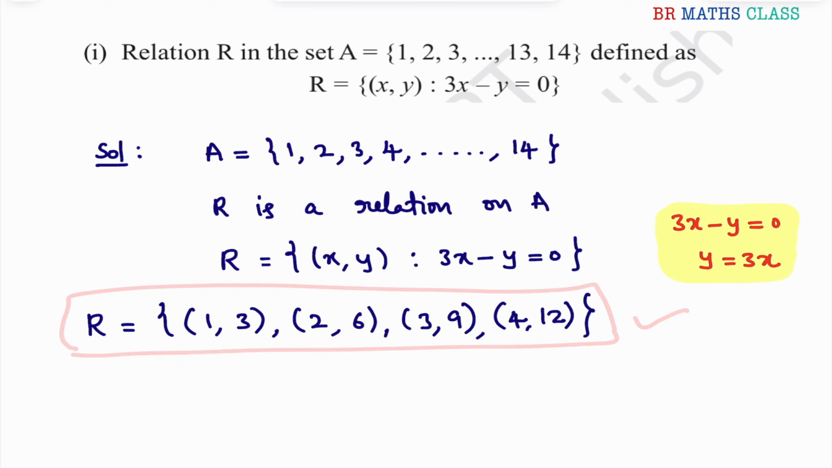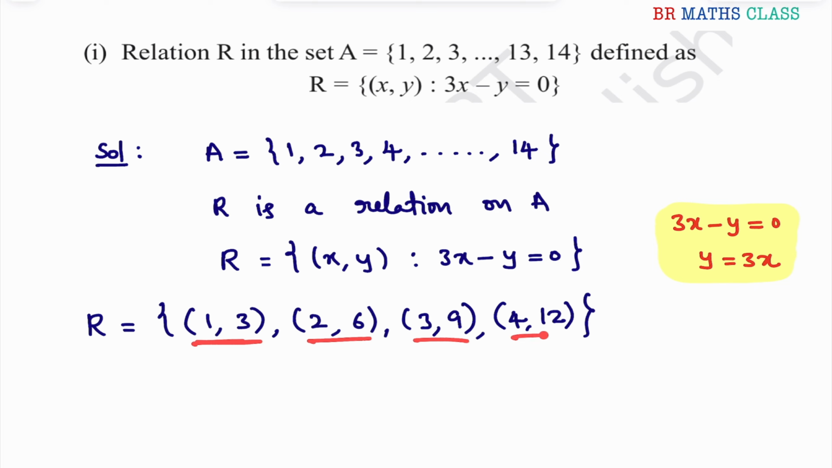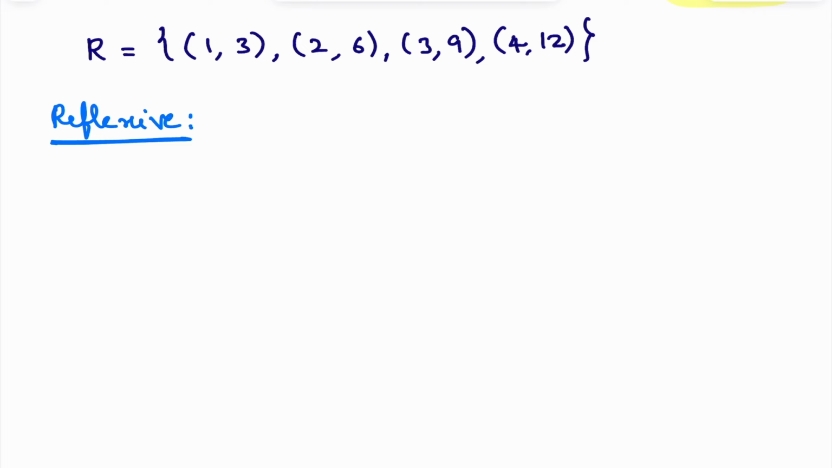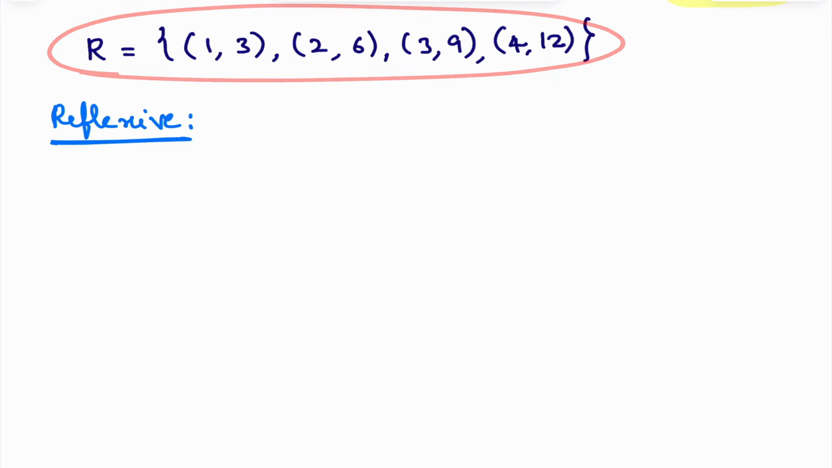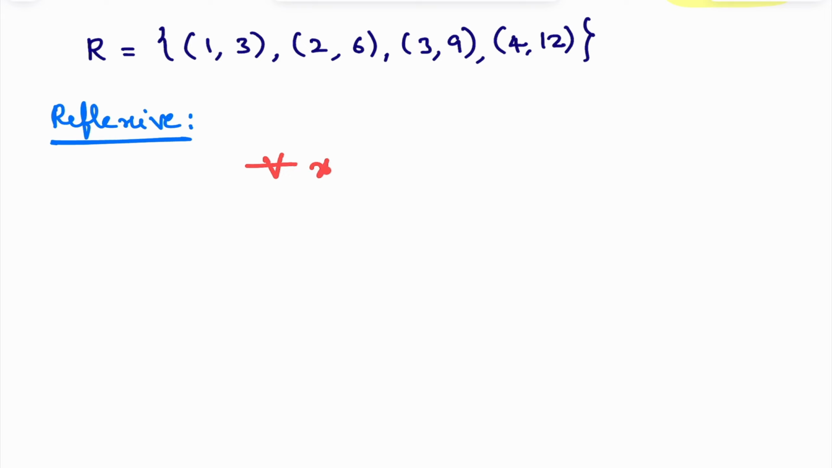You observe in this, all ordered pairs are listed and separated by commas. In this set, a total of 4 elements are there. Okay. Now it is easy for us to check whether the relation is reflexive or symmetric or transitive. Now I'll check whether this relation is reflexive or not. What is a reflexive relation? For every x in set A, the ordered pair (x, x) must belong to the relation. This is what we learned in the earlier class, the reflexive relation definition.